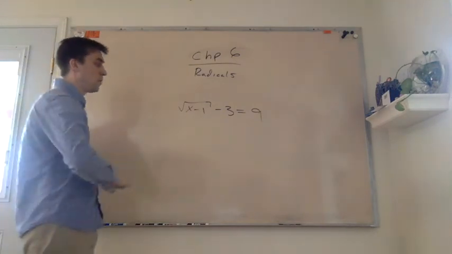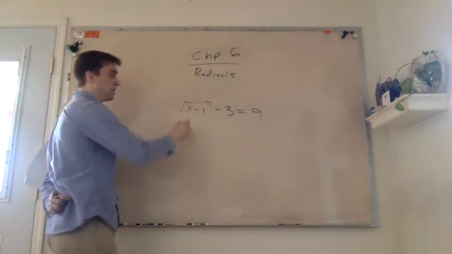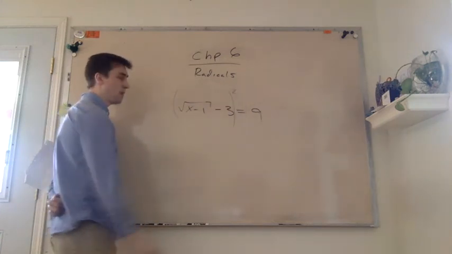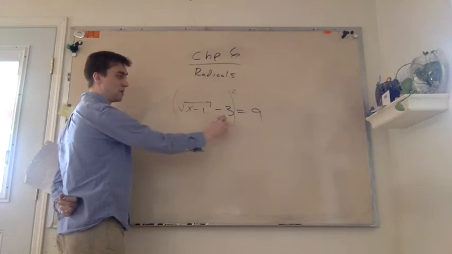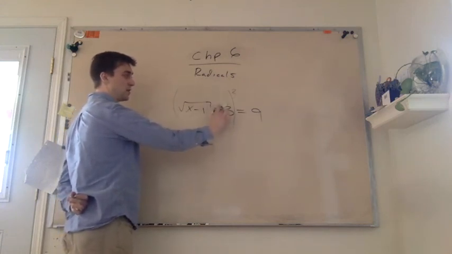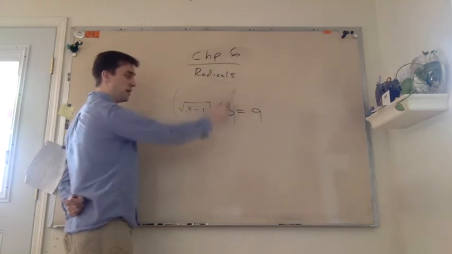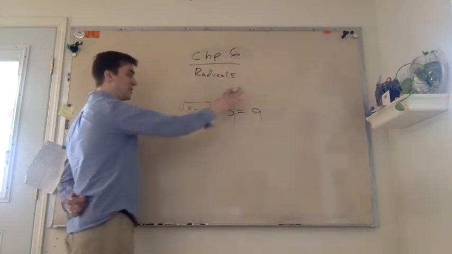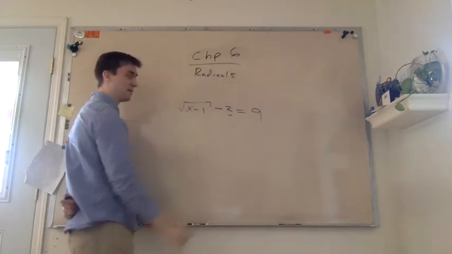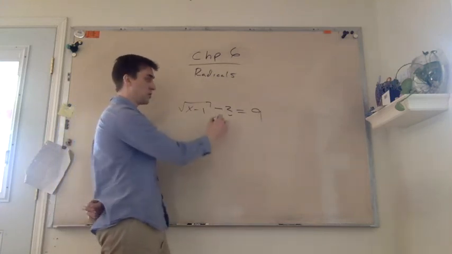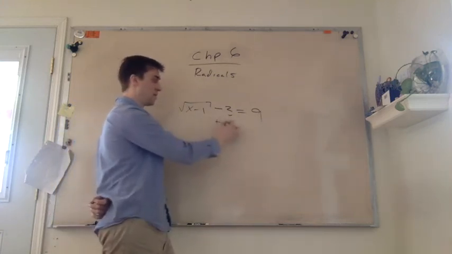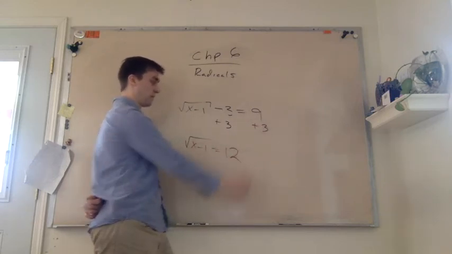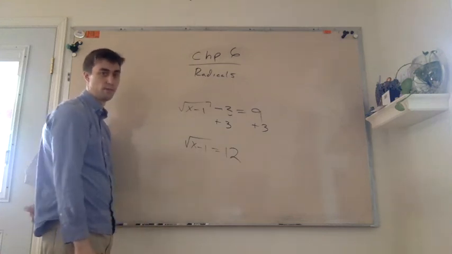What a lot of people do initially is just square it right away, which you could do, but the problem with that is that this is a binomial. This is subtraction here, so this is something minus something, squared, and if you do it this way, you would have to FOIL this. So I wouldn't do it that way, because it makes a mess when there's a much easier thing you could do. Before you square, add 3 to both sides, and you get the square root of x minus 1 equals 12. Now you can square both sides.